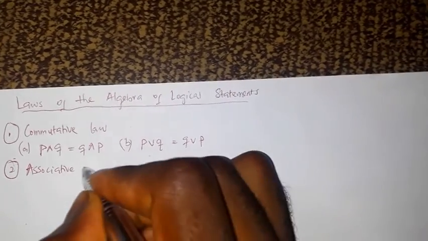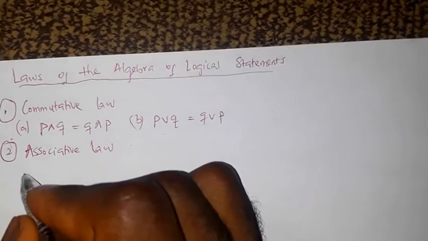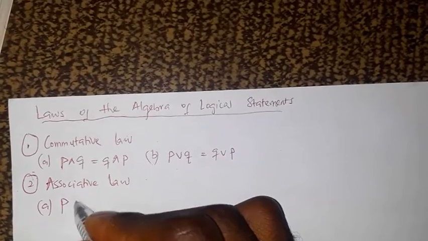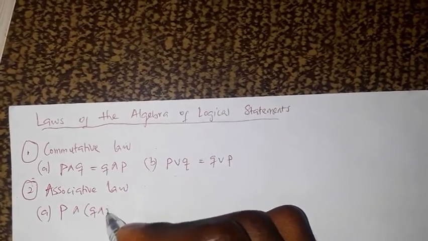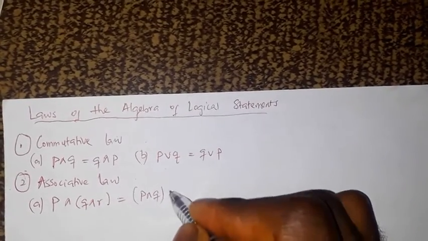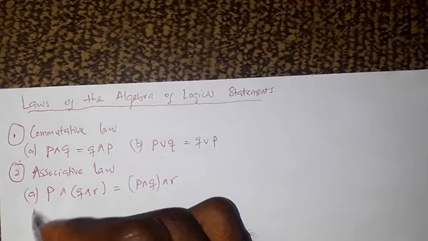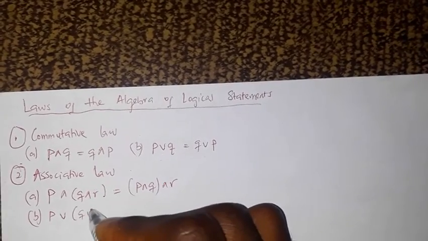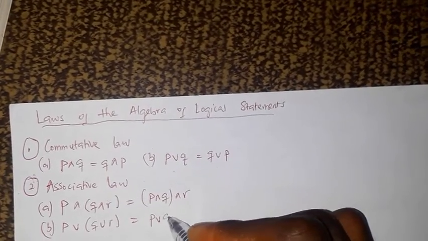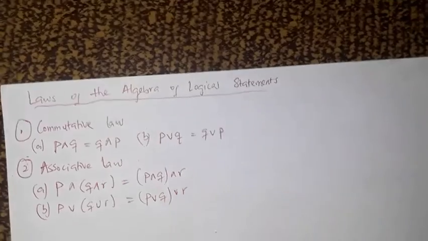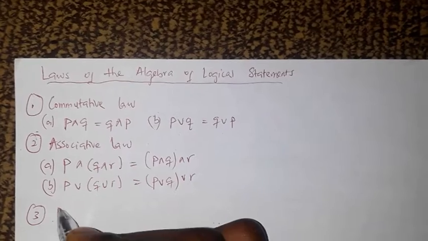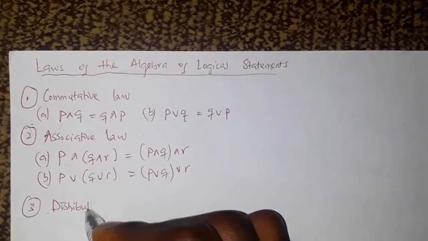For our associative law, what do we have? For the first one, P and Q and R equals P and Q and R, however it is grouped. The same thing for P or Q or R equals P or Q or R. However you arrange it, you get the same answer. Number 3 we have the distributive law.